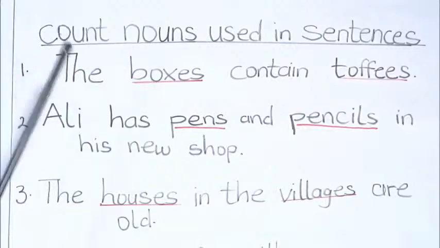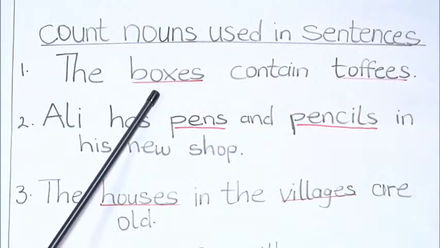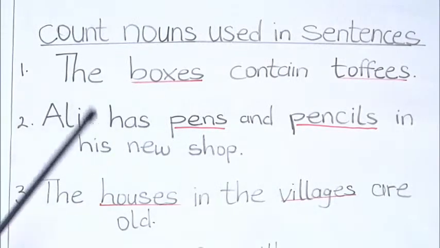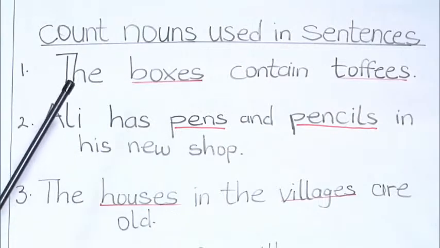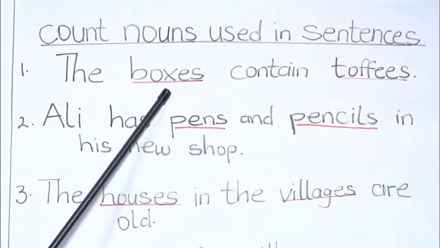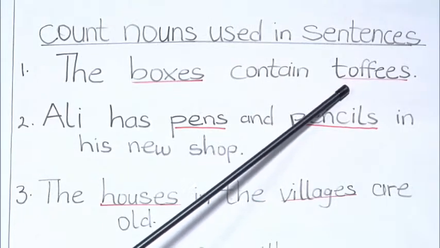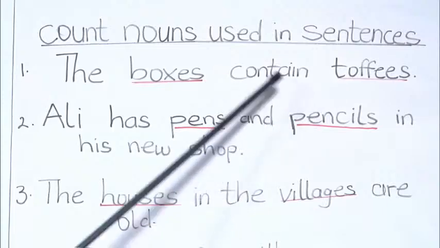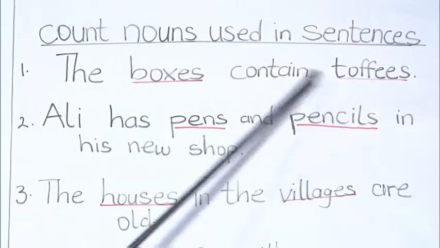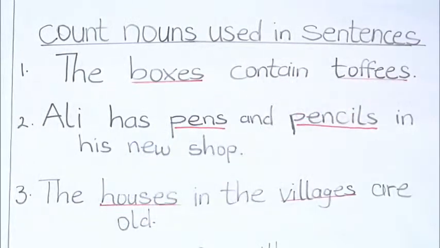Can you point out the count nouns in this sentence? I hope you can. This is a count noun, boxes, because we can count the boxes. We counted some not long ago. We had 5 of them. What about toffees? Can you count toffees? Yes, you can count them. So we can see that this is also a count noun.